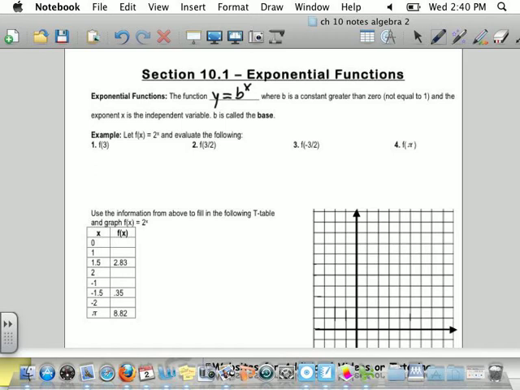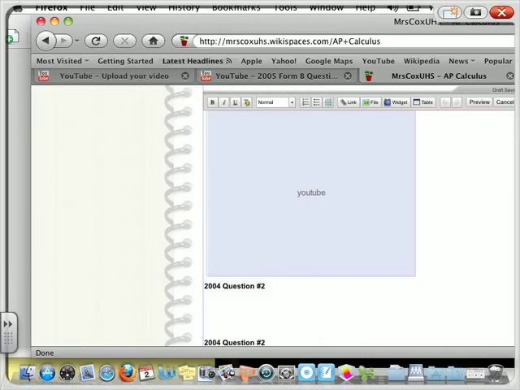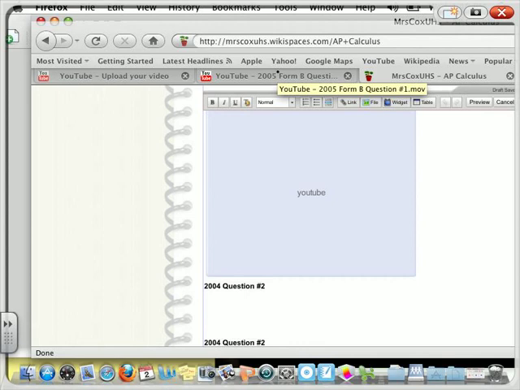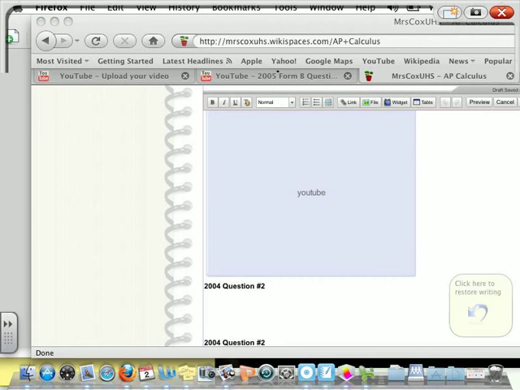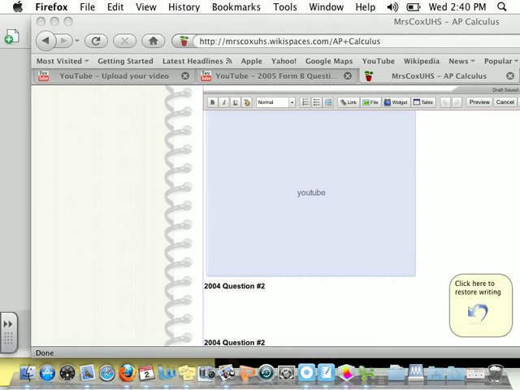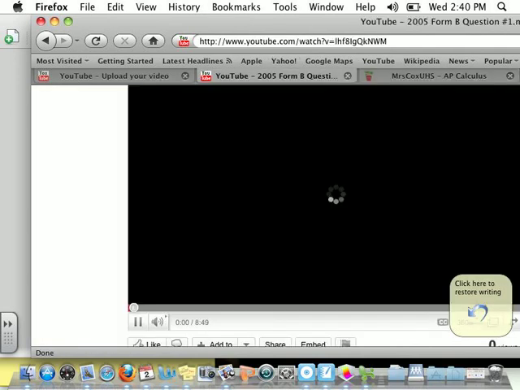So let's start with f of x equals 2 to the x. So we'd have f of 3 is 2 to the third power. So f of 3 is equal to 8. Okay, the next one, f of 3 over 2. So f of 3 over 2 is 2 to the 3 over 2.